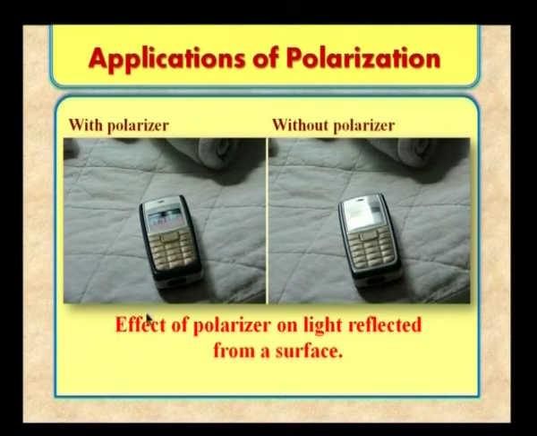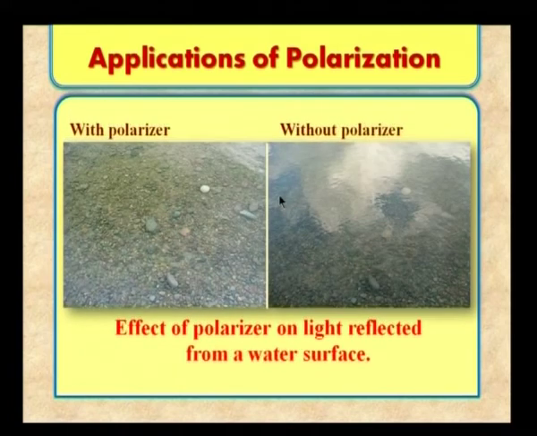Now, which one is better? Effect of polarizer on light reflected from a surface. You have a surface here, and you see the numbers can be read here. You see the numbers 1, 6, 1, 0, 2, the numbers can be read. Then again the surface beneath a water medium can be clearly seen with polarizer, whereas the surface is diffused without polarizer. Effect of polarizer on light reflected from a water surface: you see the clarity is much better with polarizer.